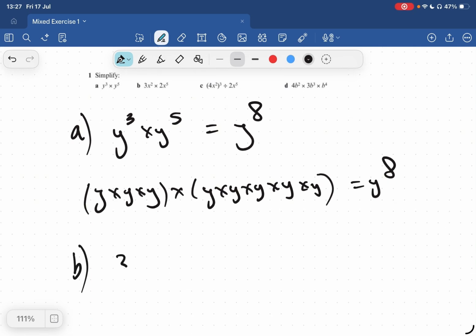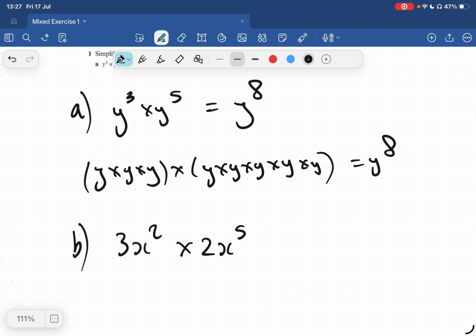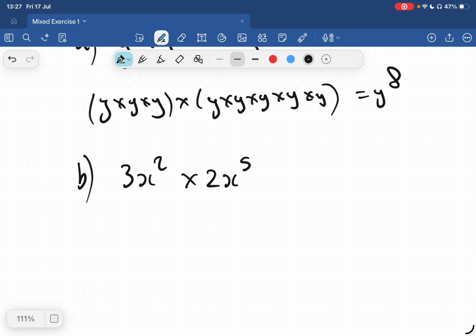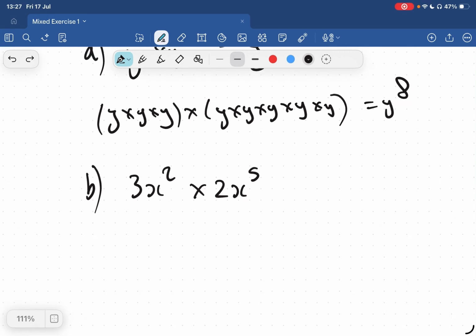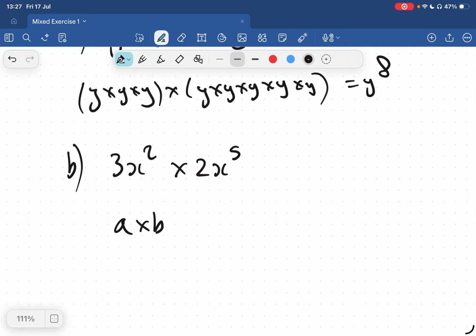Next one, we've got 3x squared times 2x to the 5. Okay, and we know that when you're timesing, let's say, a times b, that's the exact same as doing b times a. Another way of saying that is order doesn't matter when we times two numbers together. So let's break this down into what it is.